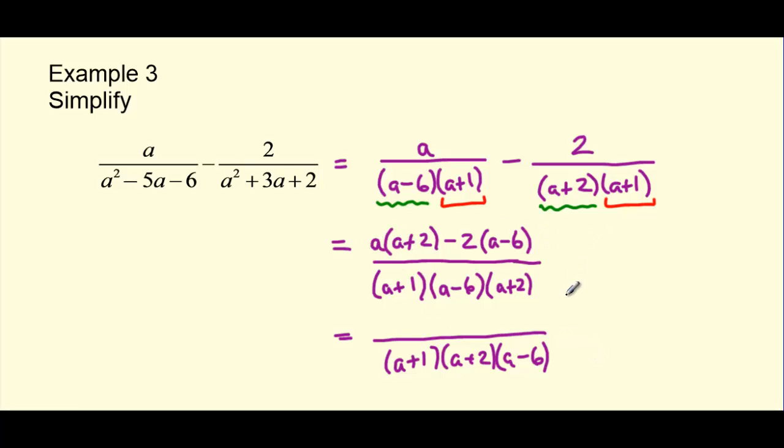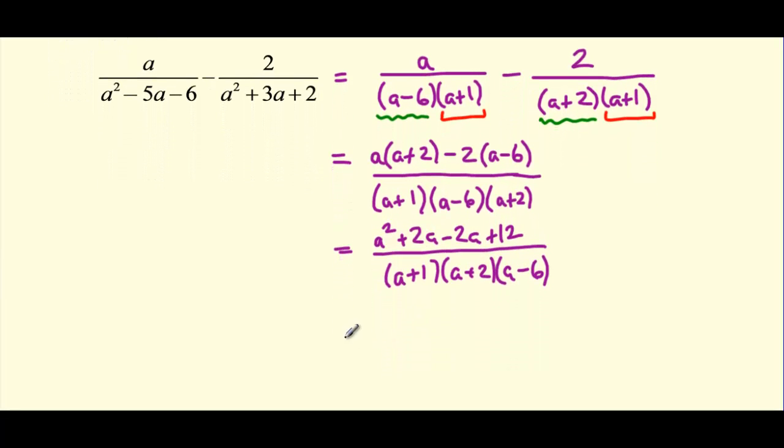And now we'll expand and simplify the numerator. a times a is a squared. a times 2 is 2a, negative 2 times a is negative 2a, and negative 2 times negative 6 is positive 12. Where we end up here is we will want to finally simplify this numerator. So the two a's will cancel each other out, and we're left with a squared plus 12 in the numerator. And the denominator has all three of these factors, a plus 1, a plus 2, and a minus 6. Again, we don't want to expand this out, just leave them factored. It's nice.